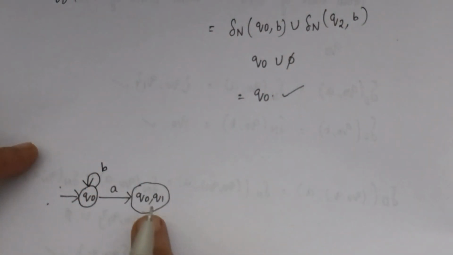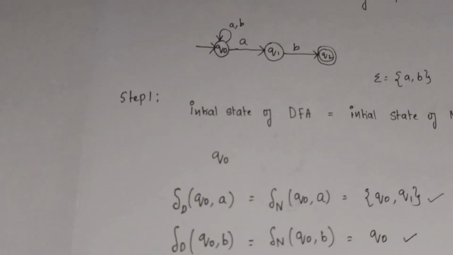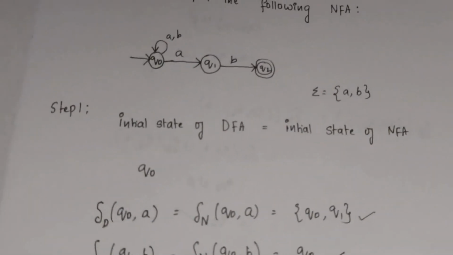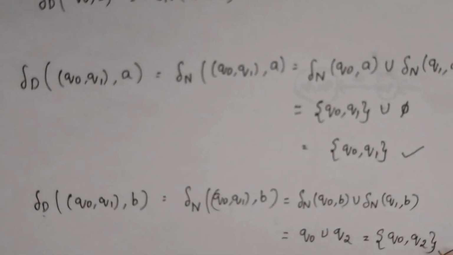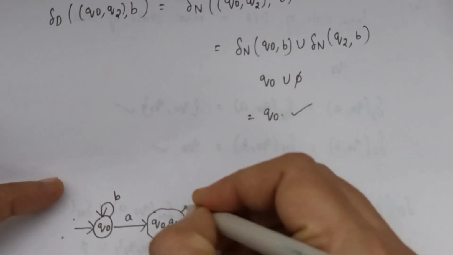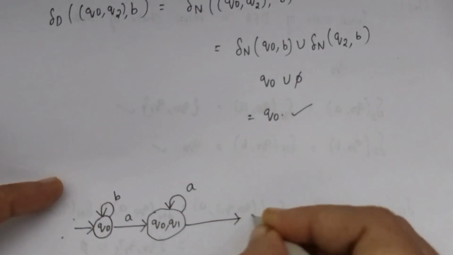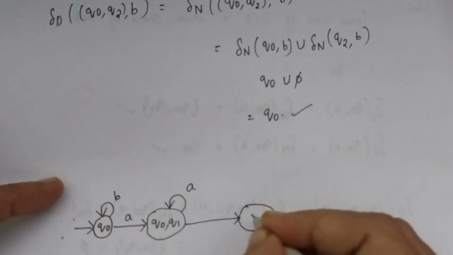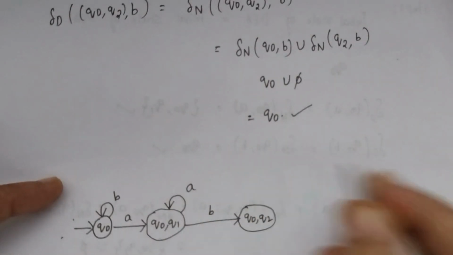Now Q0 Q1 on A and B. Q0 Q1 on A is Q0 Q1. Q0 Q1 on B is Q0 Q2. So we will write that. Q0 Q1 on A is Q0 Q1, on B is Q0 Q2. Okay, this is done. Next.